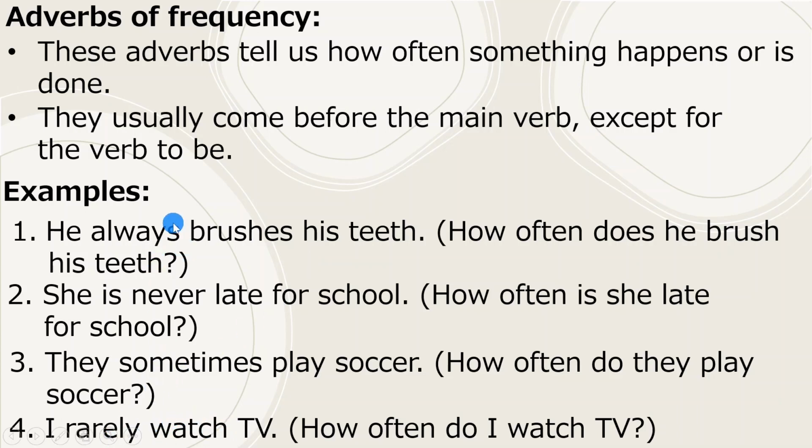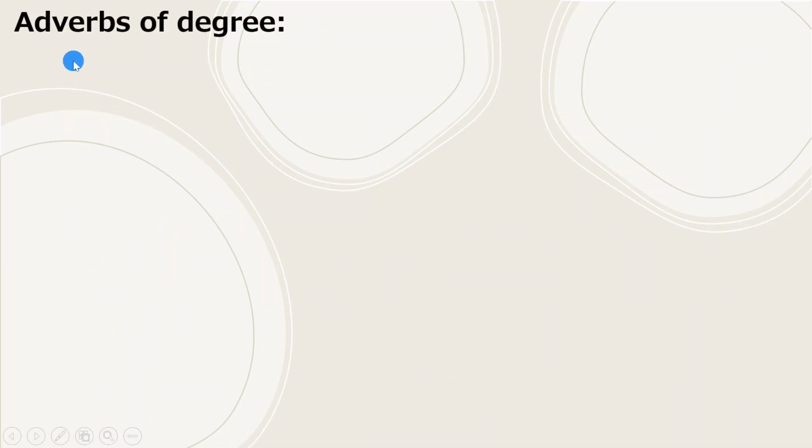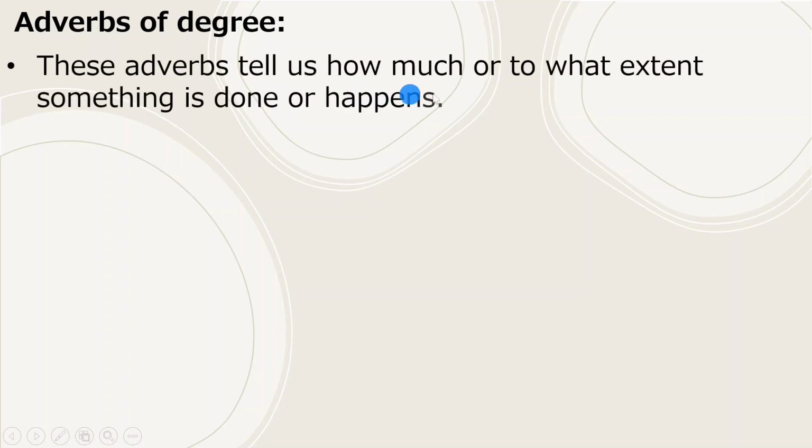All right, so let's move to another adverb, which is adverbs of degree. So what do adverbs of degree do? These adverbs tell us how much or to what extent something is done or happens. So here the point is that they tell us how much, or to what extent something is done or happens.